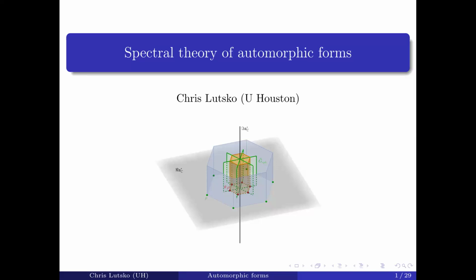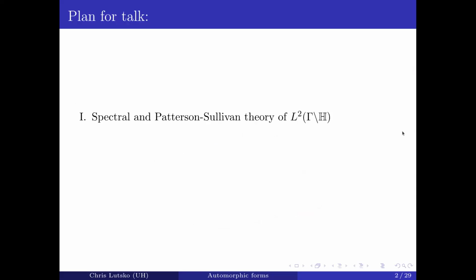I'll start with some more classical stuff, talking about spectral theory of L2 of H mod gamma. Then I will think about one specific example of one of these subgroups and some connections to some geometric and number theory objects that people have been studying. So how do we use the spectral information to come up with theorems? And then I'll explain a little bit about the higher rank spectral theory.